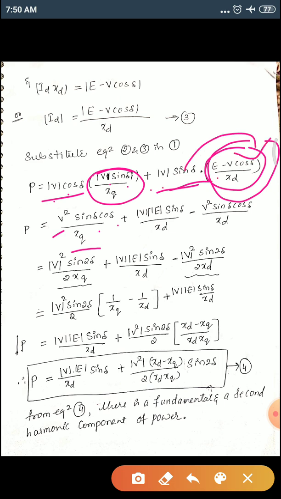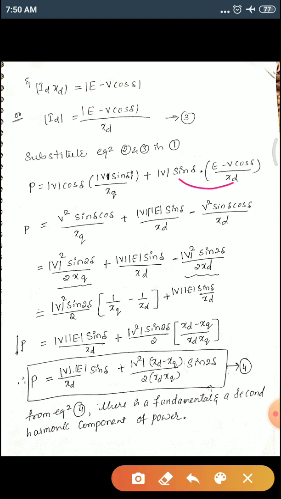V into E sine delta, right? V into E sine delta divided by xt, and then this has to be multiplied with this factor also. Therefore, this into this, it is V square sine delta into cos delta divided by xt. Now express sine delta into cos delta using the sine 2 theta formula, which we know is 2 cos theta into sine theta. So sine theta cos theta is sine 2 theta divided by 2. So sine delta cos delta can be written as sine 2 delta divided by 2, and the same equation, this part is also replaced by this one.